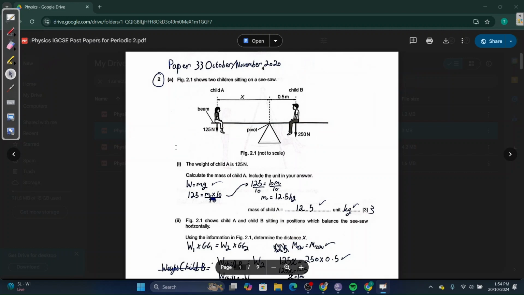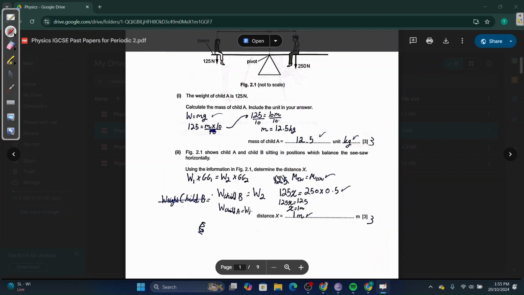Okay. So W1 GG1 equals W2 GG2. So we have the weight of child A and the weight of child B, so I'll just substitute them in. 125, and the distance between the pivot and child A, which is what we want, is x. So 125x equals 250 newtons times the distance between the pivot and child B, which is 0.5. It's given up in the figure here. 0.5 meters. Okay.